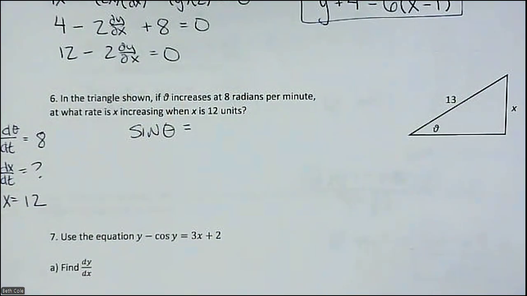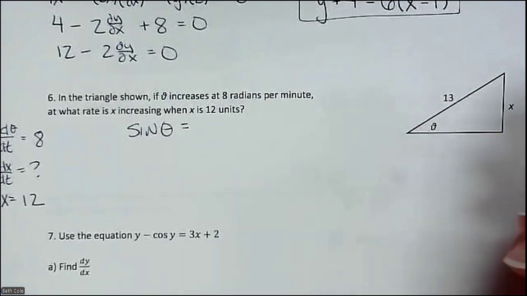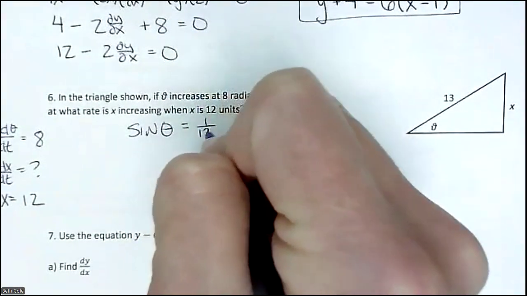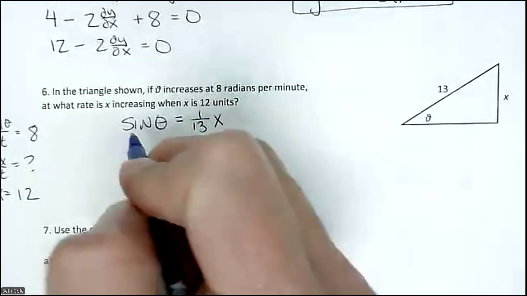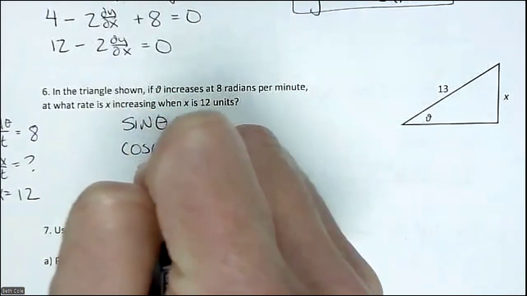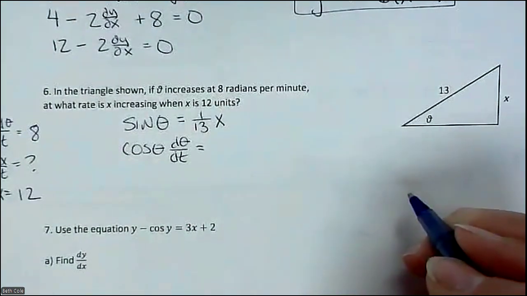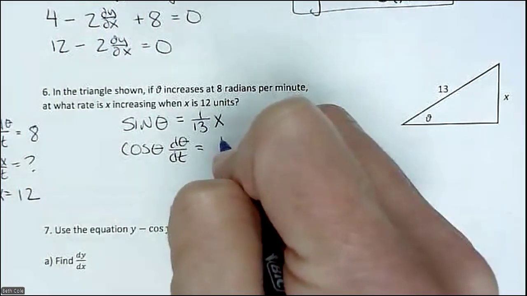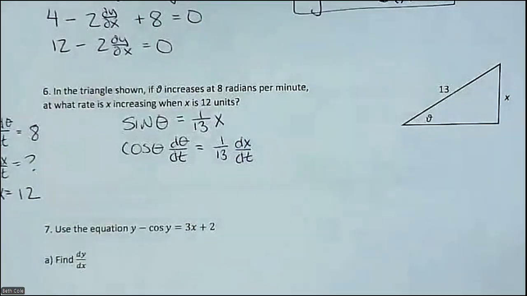I don't know where the breakdown happened there, but sine of theta equals. Now you can write x over 13, but my recommendation is write 1/13 x. I just find it goes better if I do that. I've just learned that over the years. All right, now, this is the only step that is calculus. Do your derivative. What's your derivative of sine? Good. Cosine theta d theta dt equals derivative of 1/13 x is 1/13 dx dt.